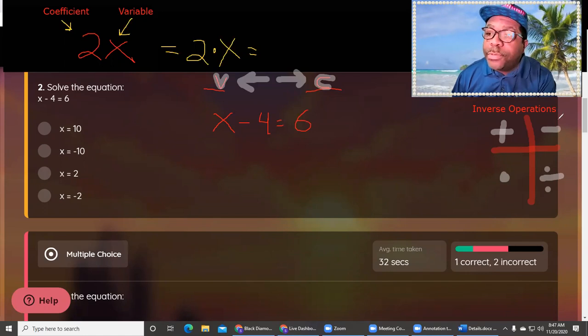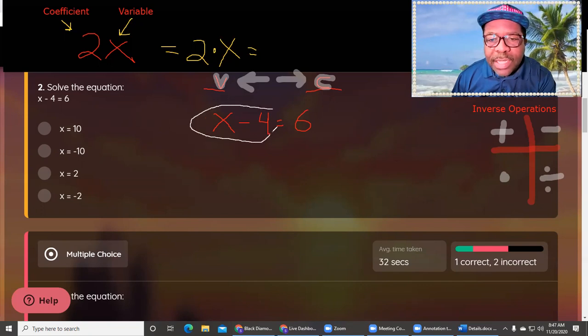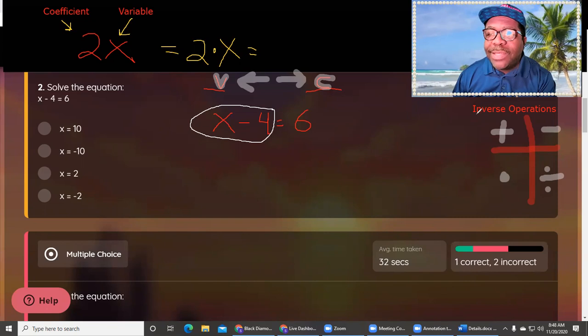Now, what are we doing? We're going to do inverse operations to solve for x. So we want the variables on the left. We want the constants on the right. So what do we need to move on this side of the equal sign? We need to move the -4. So how are we going to move the -4? By using the inverse operations.